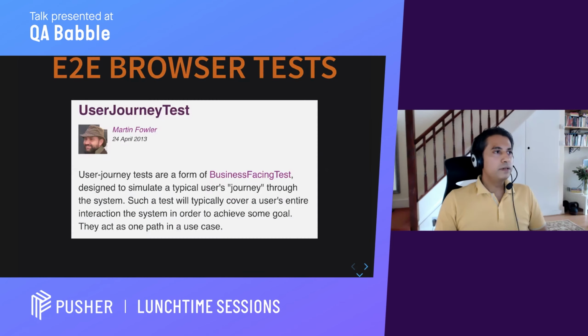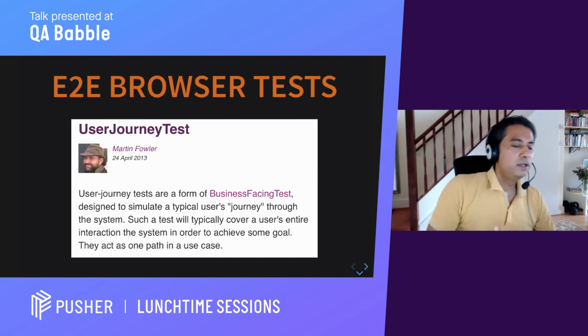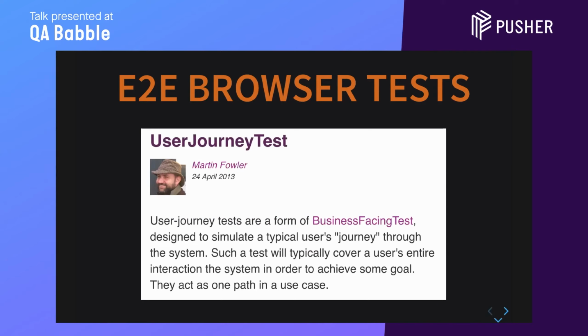So now let's talk about end-to-end browser tests. So Martin Fowler has written this that user journey tests are a form of business-facing test designed to simulate a typical user's journey through the system. Such a test will typically cover a user's entire interaction in the system in order to achieve some goal. They act as one path in a use case. Now, this use case could be going to, say, eBay, looking for an item, putting it into your basket, checking it out, making the payment. So that's an end-to-end test.